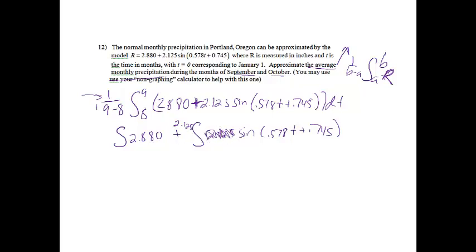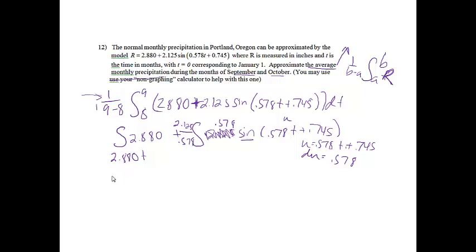Okay, from here, the integral of 2.880 is just going to be 2.880t. On this one, as soon as you see a sine, we're always going to let u be what's right next to it. So we're going to let u equal 0.578t plus 0.745, which means if I take the derivative of that, the derivative of 0.578t is 0.578. And I notice that I do not have 0.578 there, so I'm going to multiply by 0.578 on the inside, which means I have to divide by 0.578 on the outside.